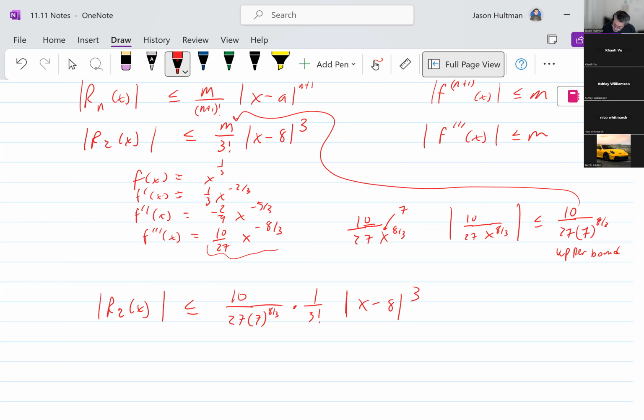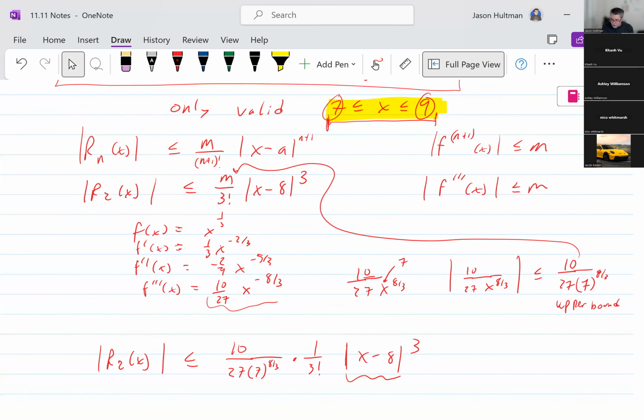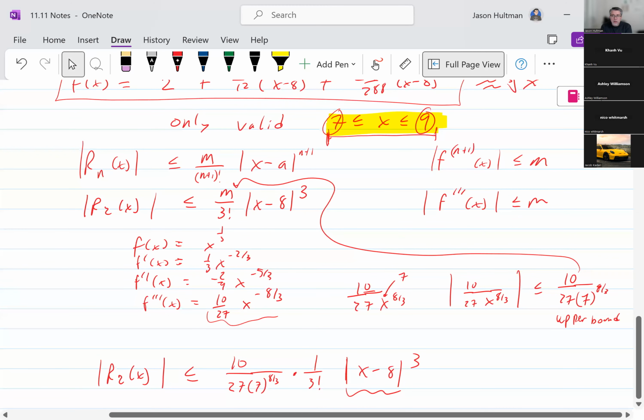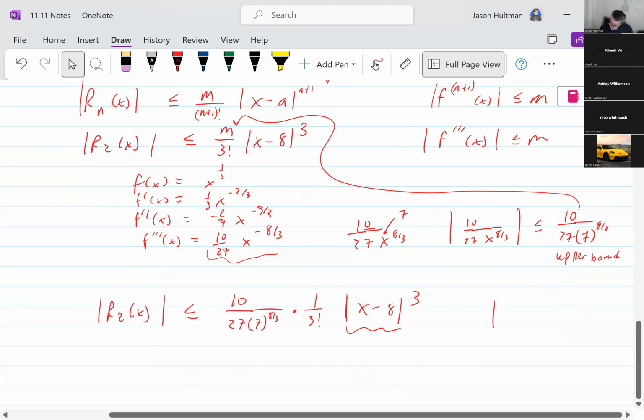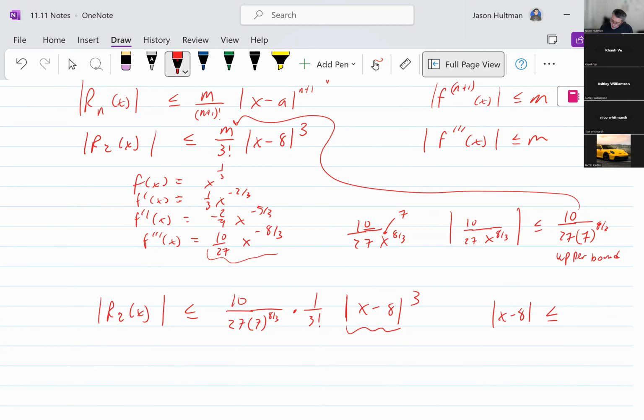Okay, but what is the absolute value of x minus 8? Can we do anything with that? Well, yeah, this actually comes directly to us from the interval again. We have the interval 7 to 9. So the absolute value of x minus 8 is less than or equal to our radius of convergence, which is 1.